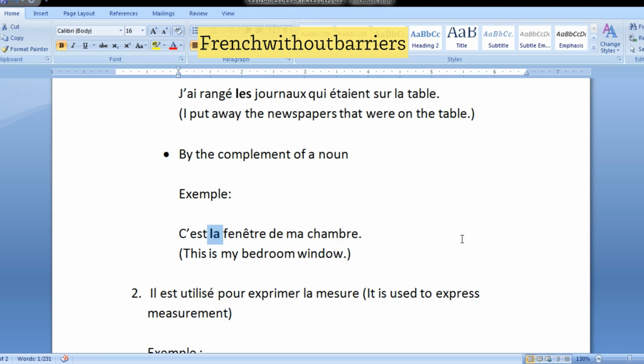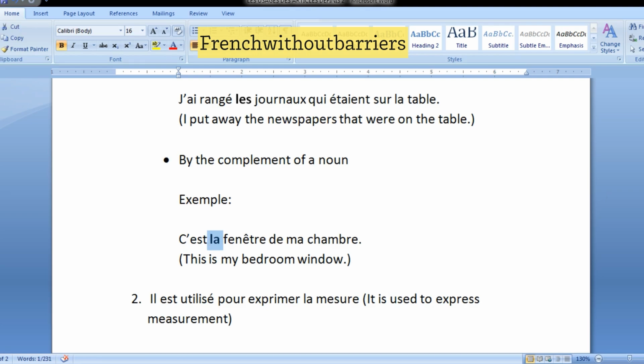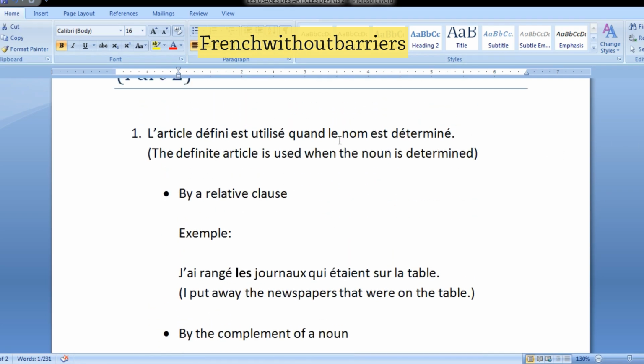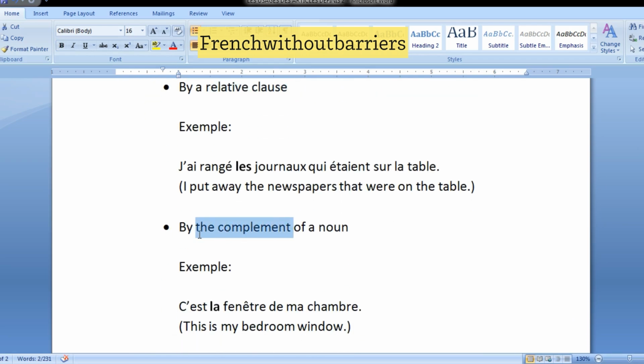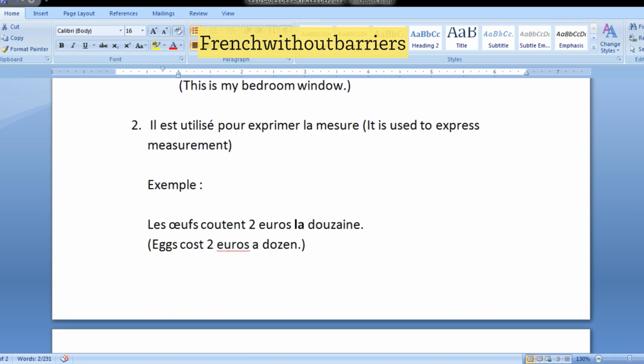Okay, so guys, as I mentioned, your definite article is used when the noun is determined either by a relative clause or by a complement. Okay, let's move to the second usage.